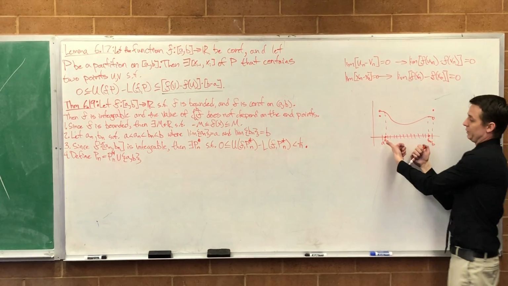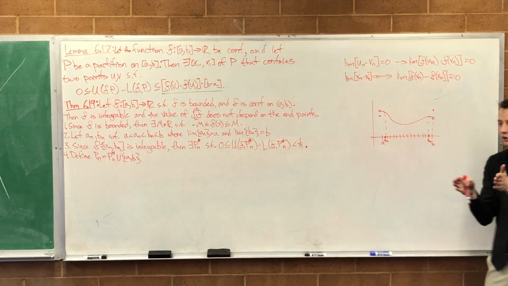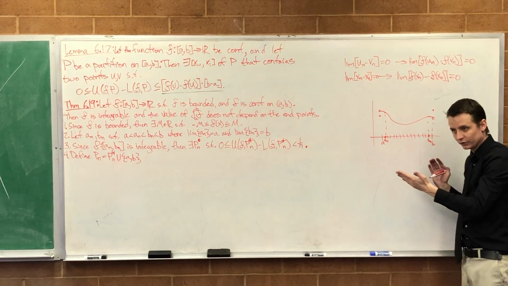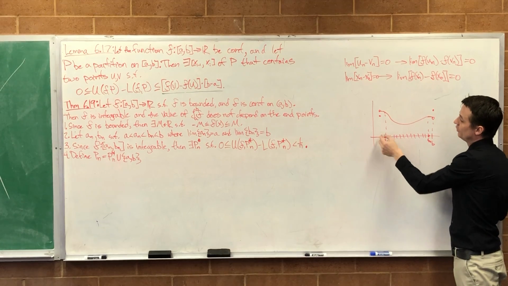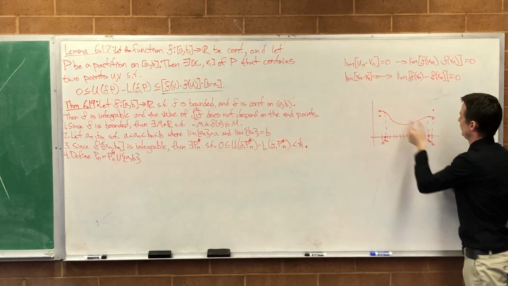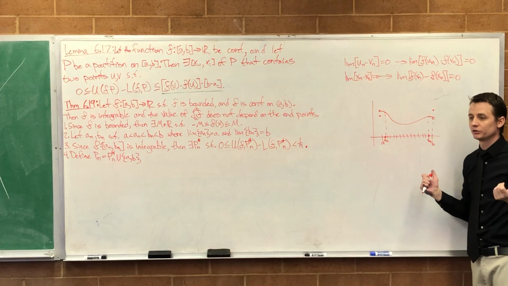And they're going to keep getting closer and closer and closer. So our partition is going to include more and more of our interval. And it gets arbitrarily close to a, never quite reaching a. The contribution from the first rectangle and the last rectangle are going to get closer and closer to 0.